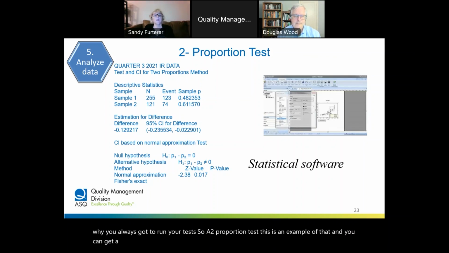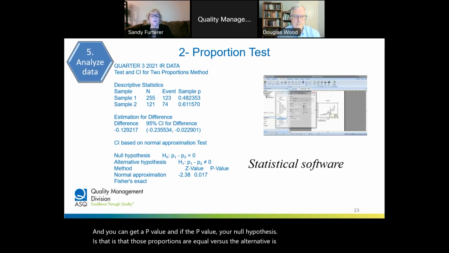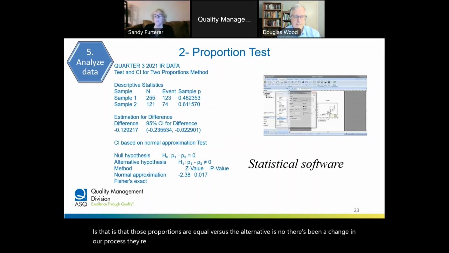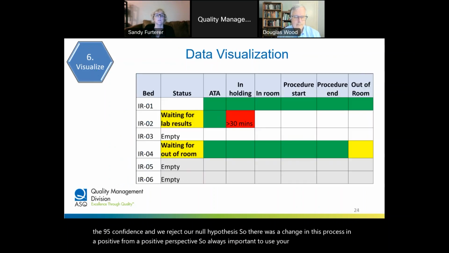Your null hypothesis is that those proportions are equal, versus the alternative that there's been a change in our process, that they're not equal. And if our p-value is below typically our 0.05 level, the 95% confidence level, we reject our null hypothesis. So there was a change in this process from a positive perspective. So it's always important to use your statistical test.